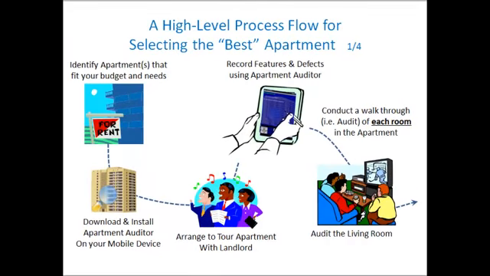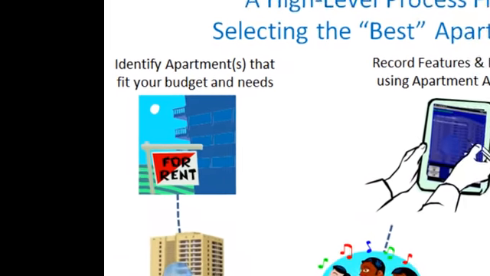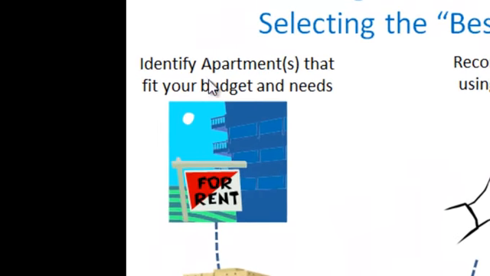Hi, it's Tom at app19.com with a quick overview of a process that might be used for selecting the quote-unquote best apartment. This process integrates use of Apartment Auditor into the normal search process that you would use to find your best apartment. So let's start off with step one.